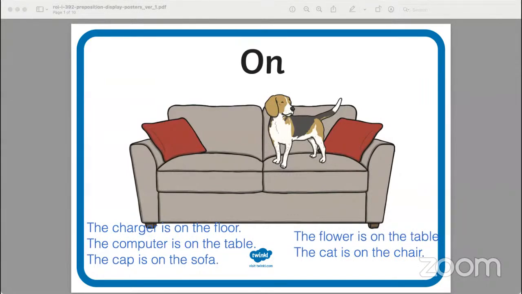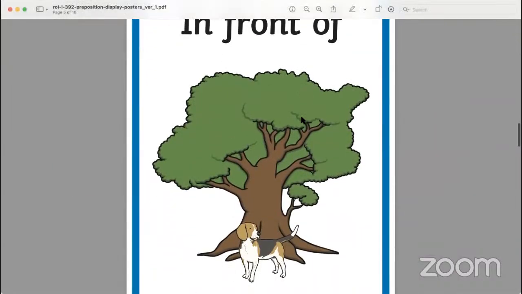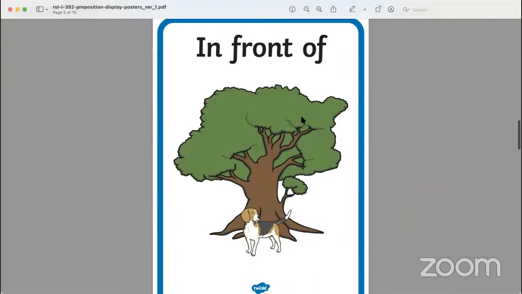Right, guys, we're going to do another one, and then after that we'll move on to looking at helping verbs. I think you guys are getting the hang of it now. So we'll have a look at this one, in front of. When an object is in front of something, here, the dog is in front of the tree. I want you to write a sentence using in front of, but instead of the dog, another object.